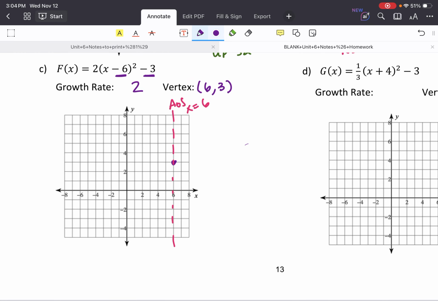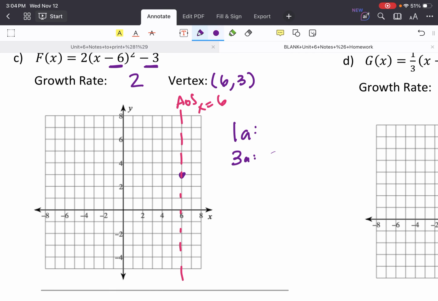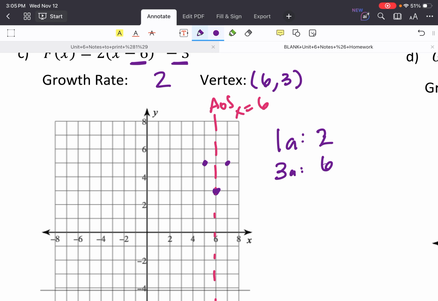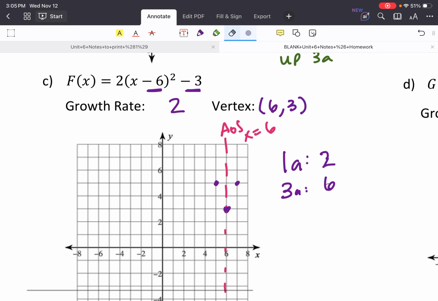Then, to graph the rest of our points, we need our 1a, our 3a; our 5a is not going to fit. So if our growth rate is 2, 1 times 2 is 2, and 3 times 2 is 6. So again, I'm going to go from my vertex point over 1, up 2. Over 1, up 2.